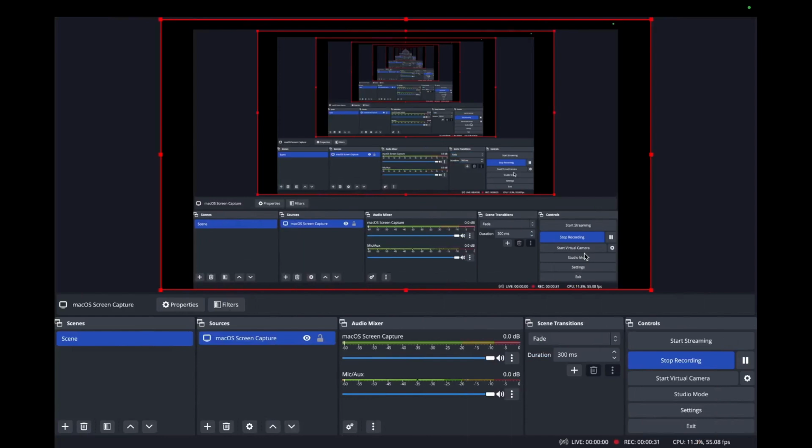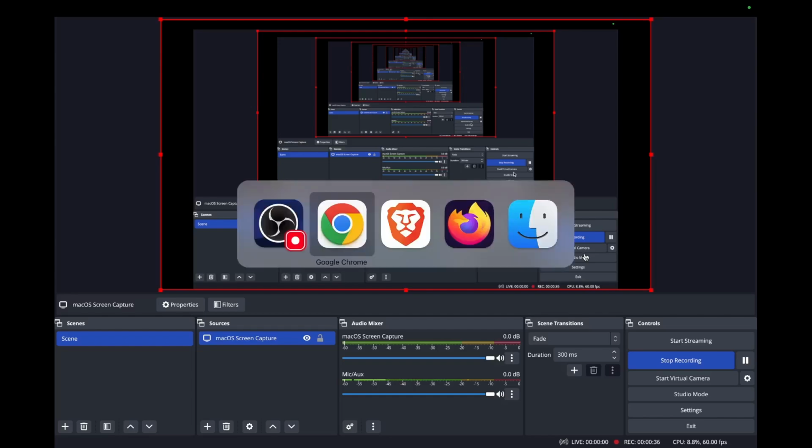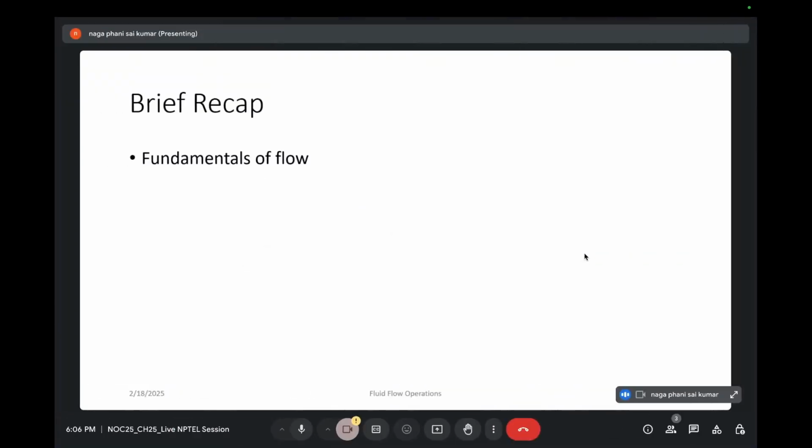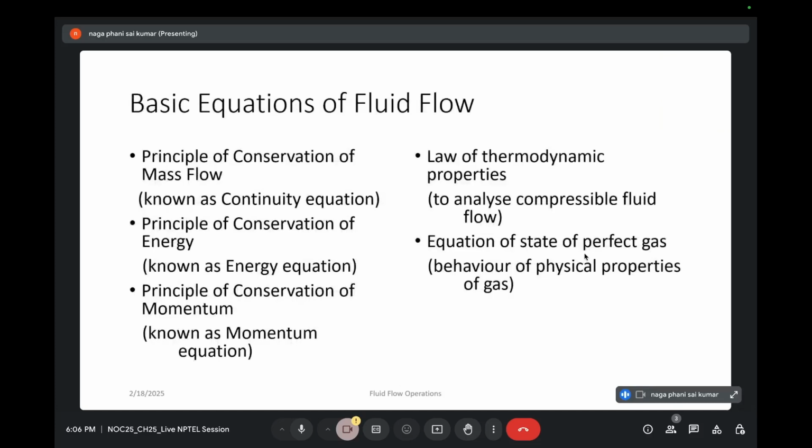Last week we went through the fundamentals of flows, where we discussed different types of fluids like compressible fluids and inviscid fluids. This week we'll be going through one-dimensional flow. But before going into one-dimensional flow, let's understand what the basic equations of fluid flow are.